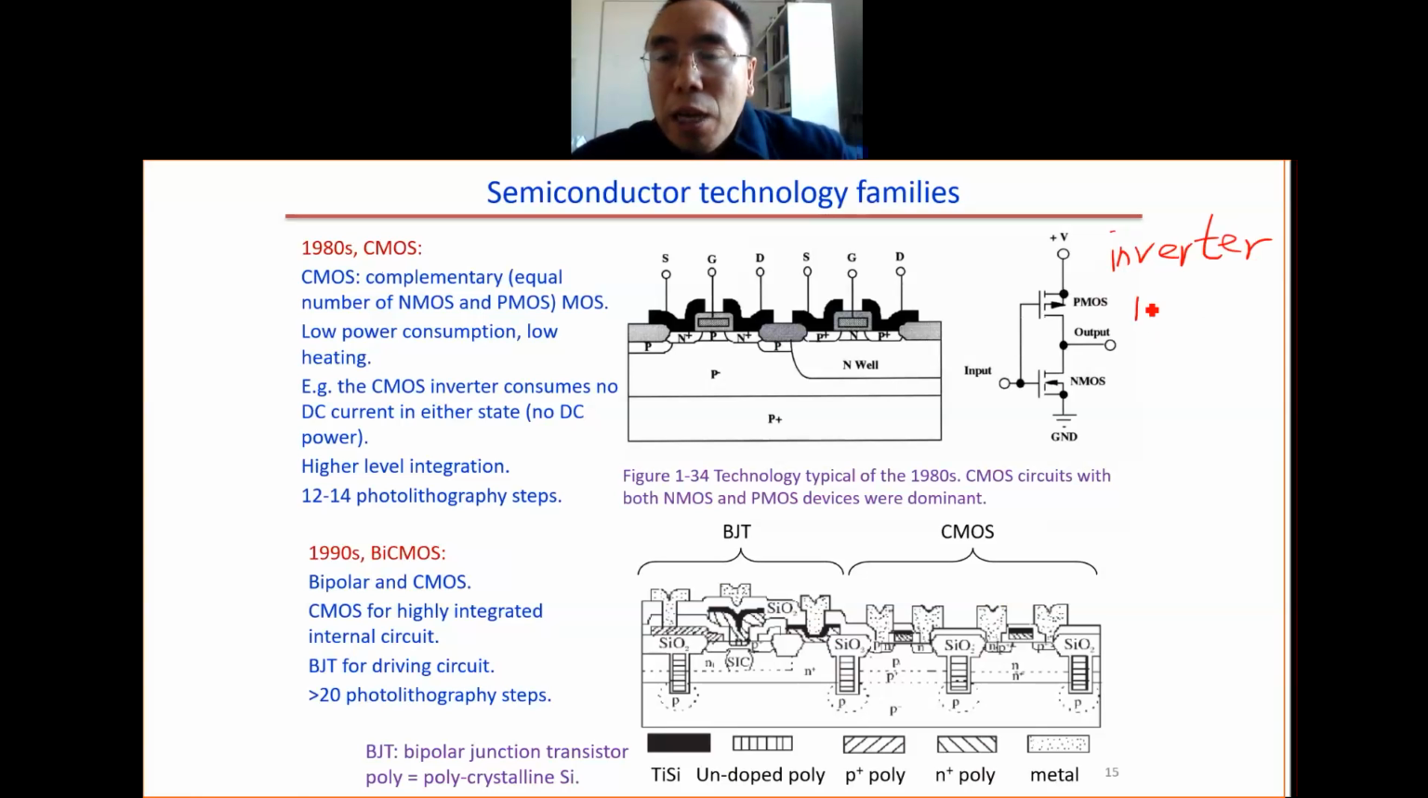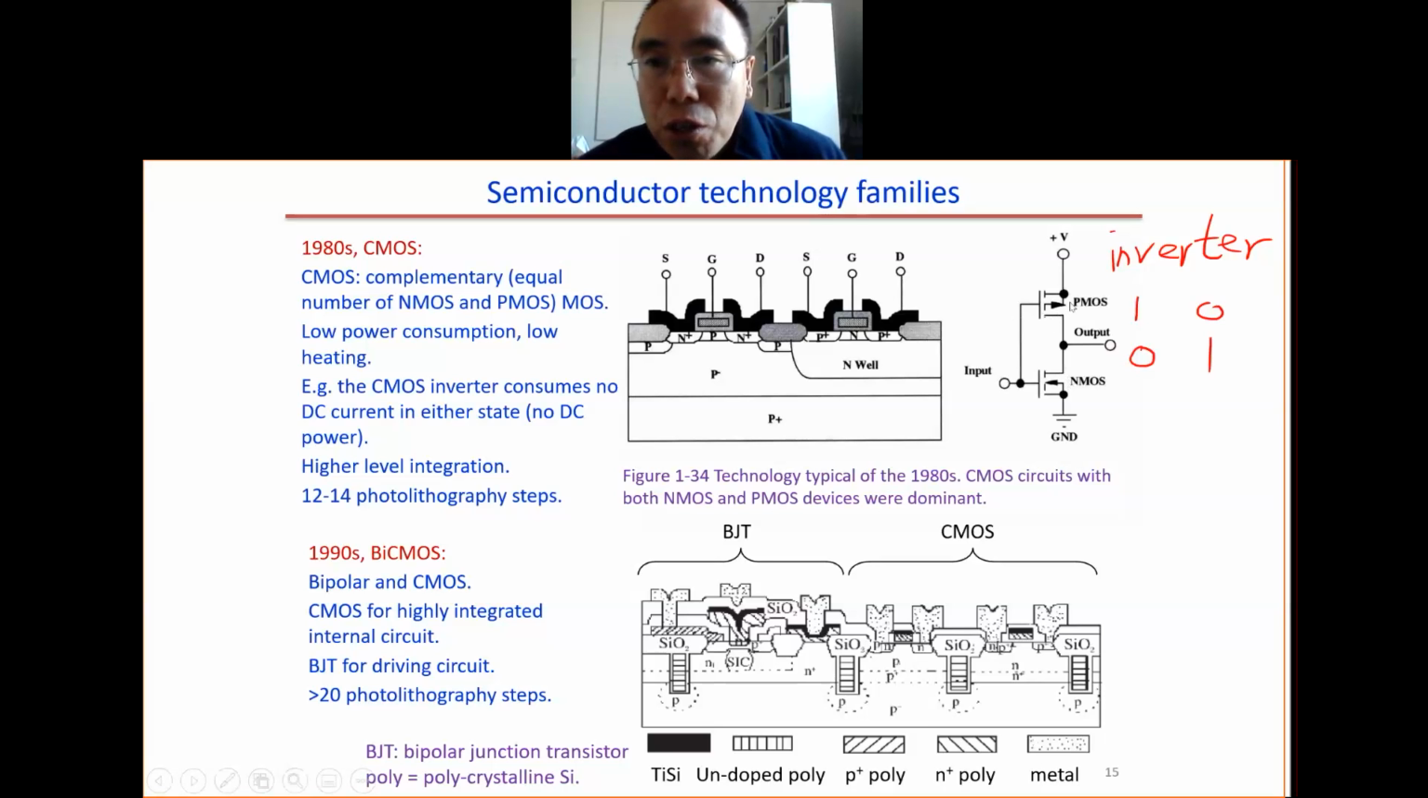Inverter means if the input is 1, then the output will be 0. If the input is 0, the output will be 1. So this inverts from 1 to 0, from 0 to 1. For example, if this is 1, it means high voltage. When we have a high voltage, this one is turned off, large resistance, and this one is turned on, low resistance. So the output is connected to the ground. So we have 0. When we have 0, low input, low voltage, or negative voltage, this one is on, this one is off. So the output is connected to plus voltage, so it's high voltage, it is 1. So there is no power consumption because of this PMOS and this NMOS, only one of them will be on, the other is off.